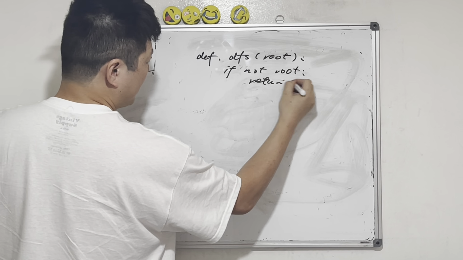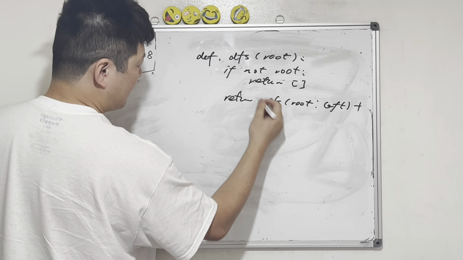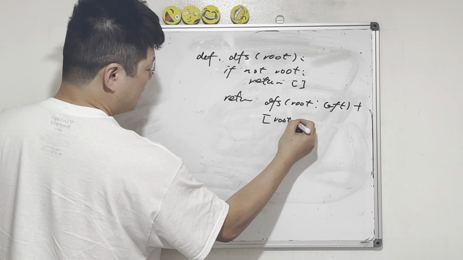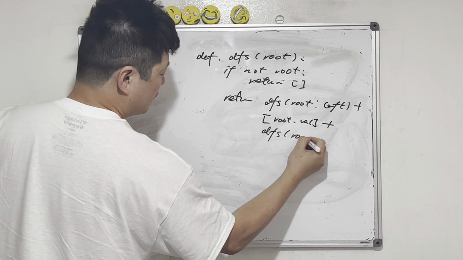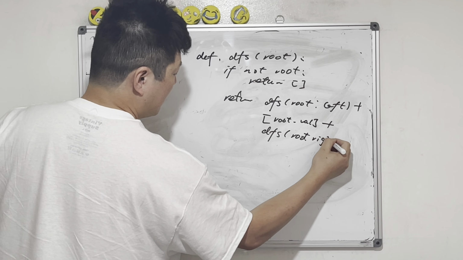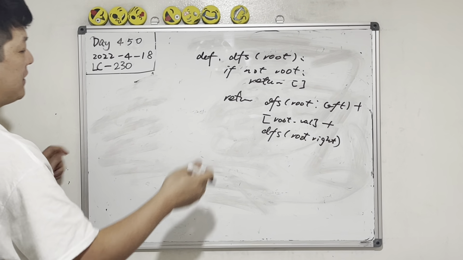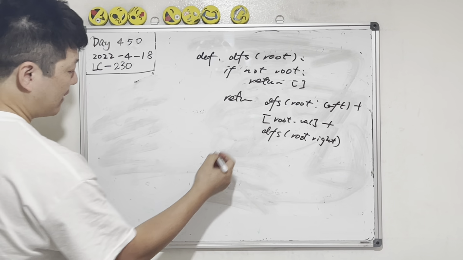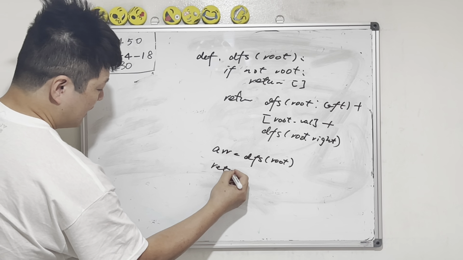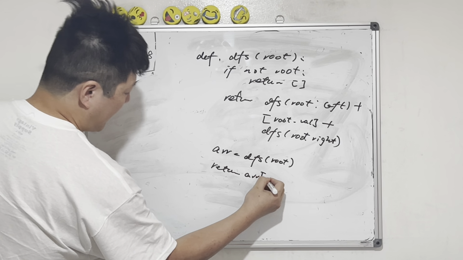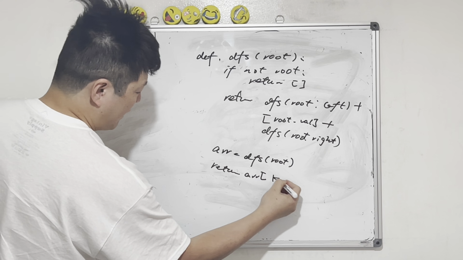Return dfs root.left. This is from yesterday. Plus, this is the list concatenation, root.value plus dfs root.right. Okay, so this is the in-order traversal that returns a list. Then we can do arr equals dfs root, and then we want to return the case one, so we just return arr case one. The first one will be k minus 1, right?